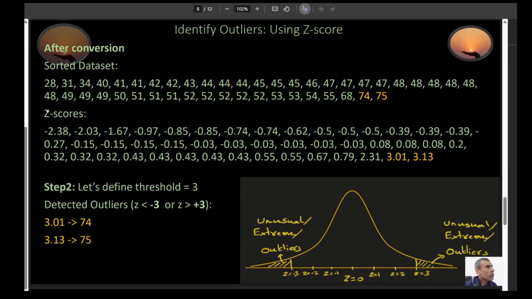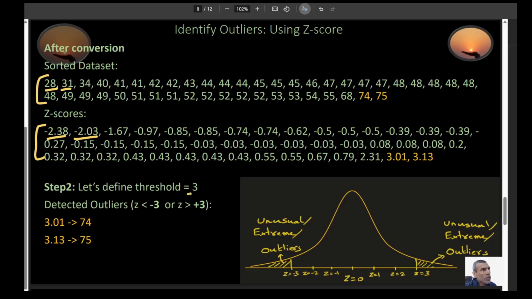So after the conversion, this is how my z-score will look for this particular data. By the way, I just sorted this data so that it's easy to visualize. You can see that 28 changes to minus 2.38, 31 changes to minus 2.03, and likewise the rest of the values. So step 2, now let's define our threshold.